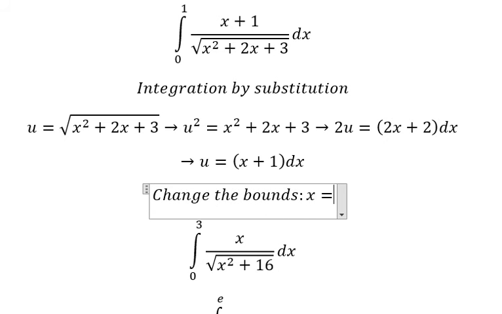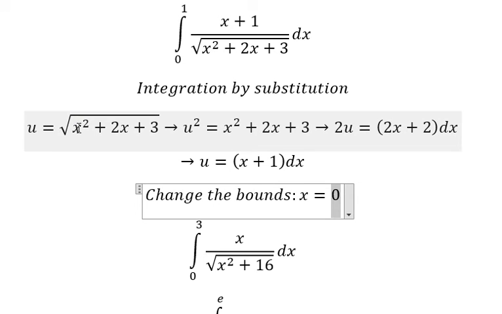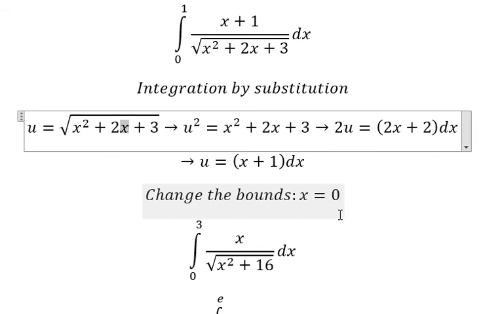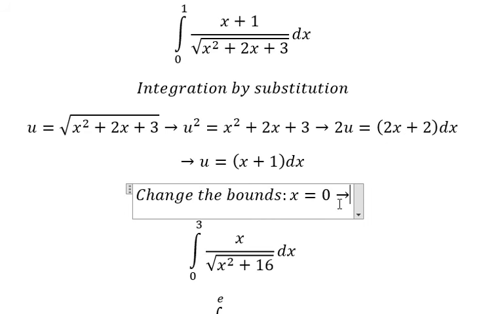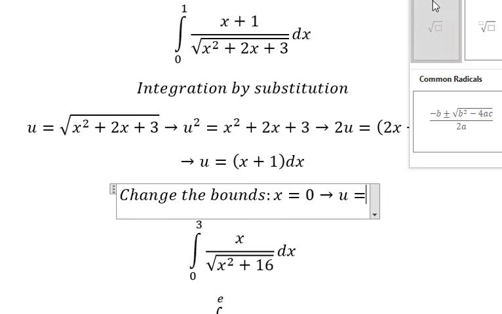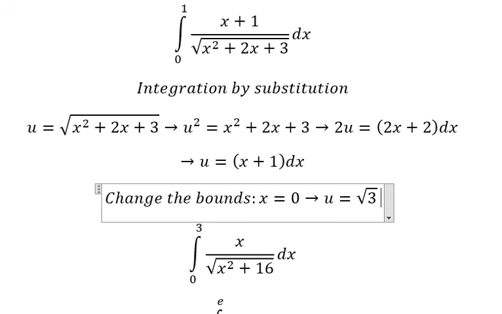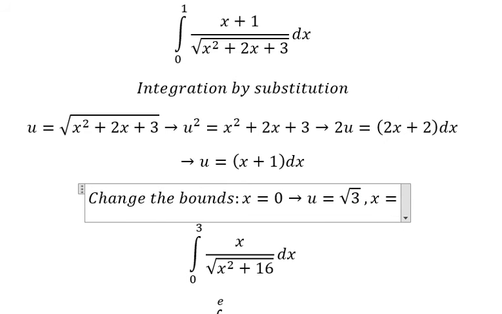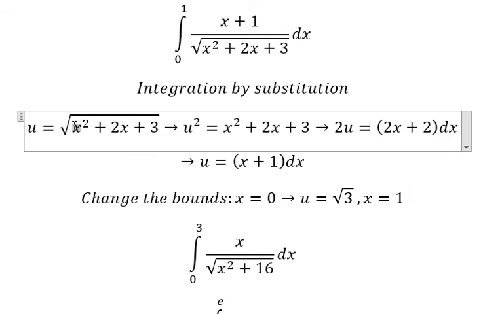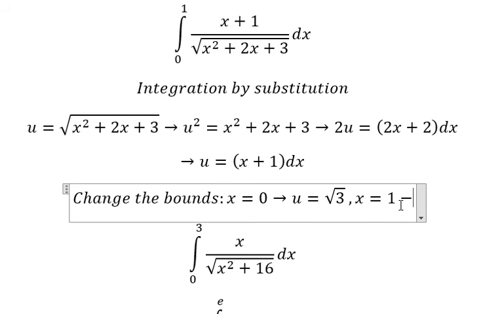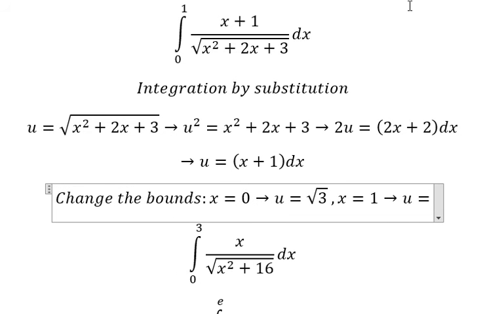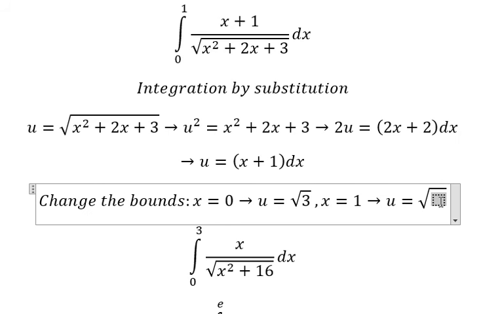When s equals number 0, I will put number 0 in here and here. So we have u equals the square root of number 3. When s equals number 1, I will put number 1 in here and here. So we can find the value of u, that is the square root of number 6.